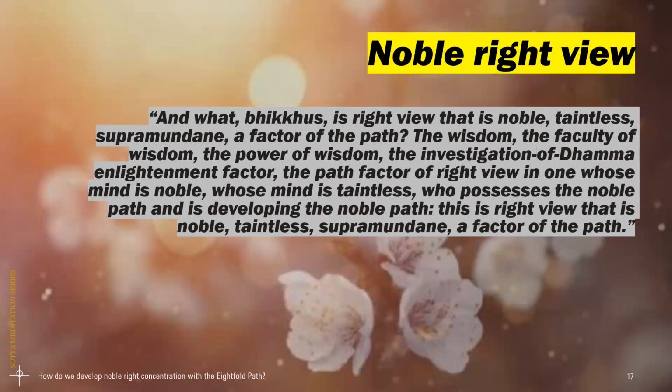From that, we realize that the Buddha includes with that supramundane noble right view: wisdom, panya, the faculty of wisdom, panya indriyam, the power of wisdom, panya bala, the investigation of Dhamma enlightenment factor, Dhamma vicheya sambojjhanga, and the path factor of right view, samma ditthi maggangam, which is part of the noble right view. So noble right concentration can arise when you have this noble right view and wisdom. What does this mean? What exactly is the noble right view and wisdom that the Buddha is referring to?